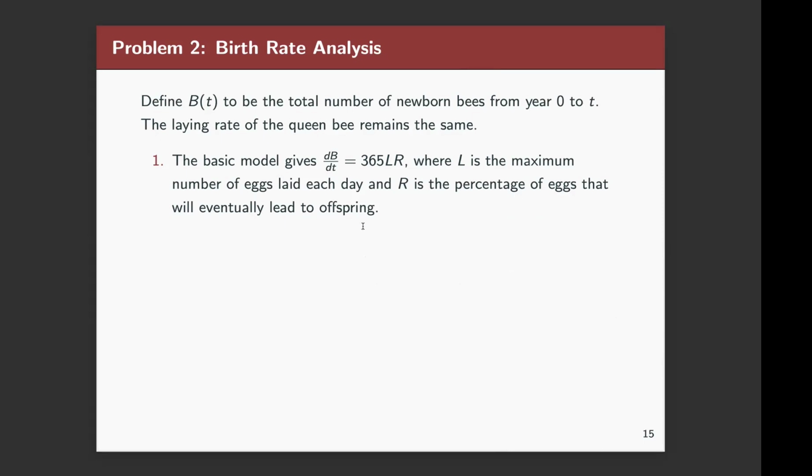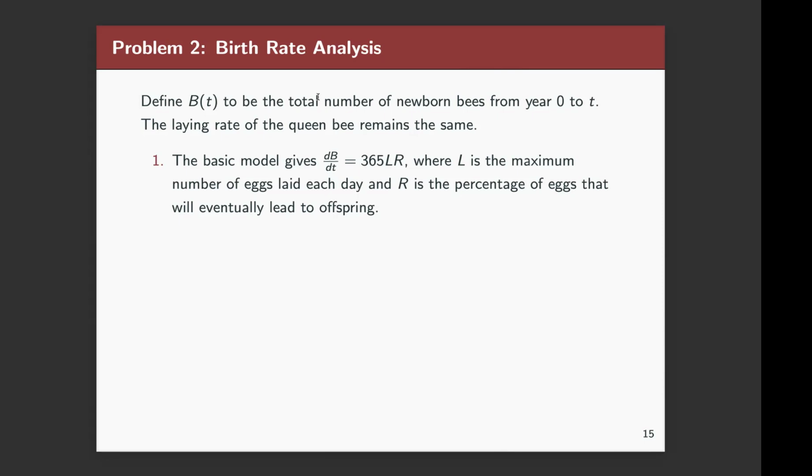I think those are all factors that we should take into account, and we'll see how everything goes. So here we've defined B to be the total number of newborn bees from year 0 to T, where we define 0 by ourselves. Here we also assume that the laying rate of the queen bee remains the same. It's actually typically the same without consideration of the weather conditions, so we will assess that separately.